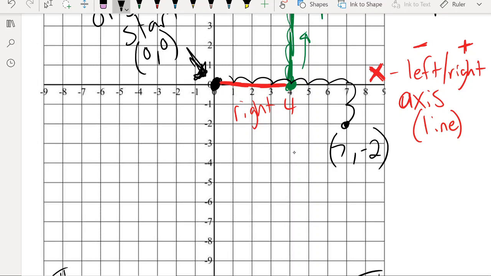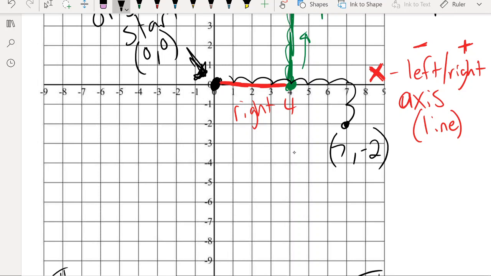2 down is still 2, but since I'm going down, I'm calling that negative so that I know which direction I'm going in. So if you move down, you call it negative. If you move up, you call it positive. If you move left, that's negative. If you move right, that's positive.